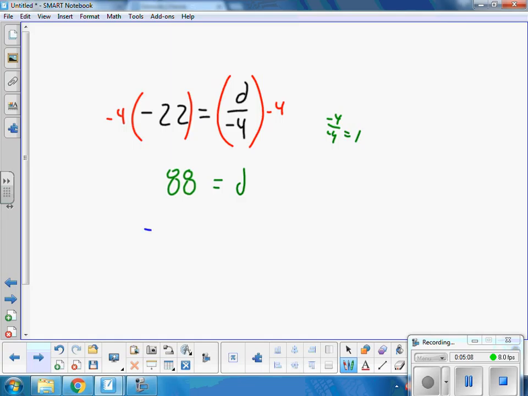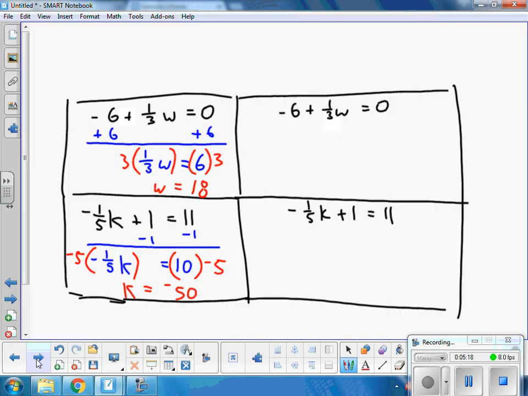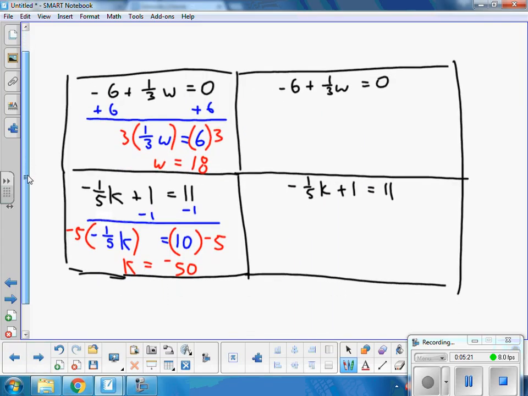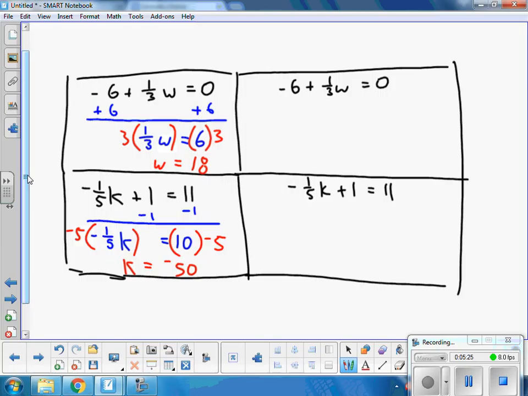Let's see if it's true. Negative 22 equals 88 divided by negative 4. And that indeed is true. Ooh, blue fiery check mark. All right, on these ones here, these are two-step equations. Now what I did is on the left side of this one, I have the math that I did, and I'm just going to walk through the process.